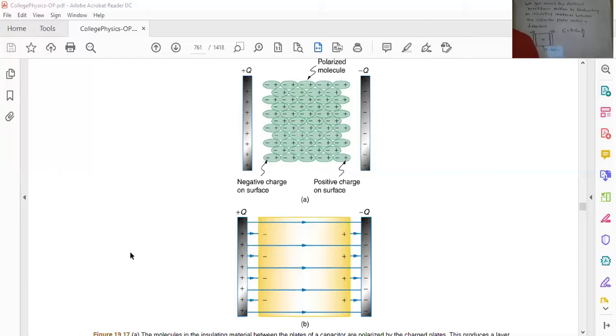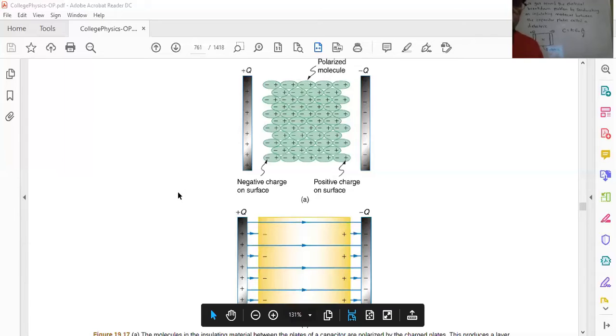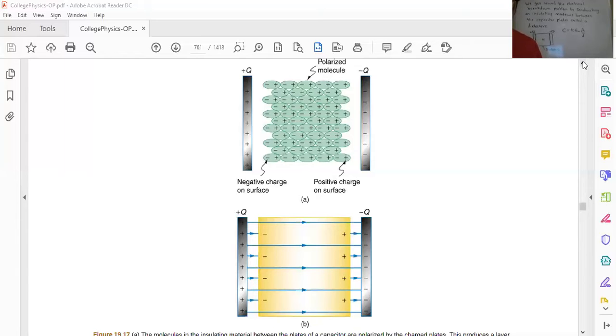On top of that, the electrical breakdown strength of any kind of dielectric material is going to be much greater than that of air. So let's look at a table here. I'll write some of this stuff down on the board in a moment. Let's look at a table of dielectric strengths.